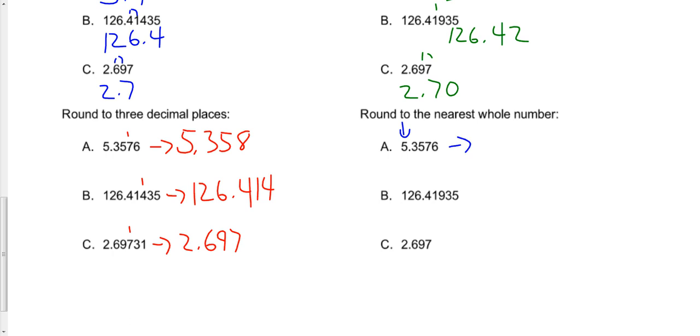So in this case, 5.3576 rounds down to just the nearest 5. 126.4 just rounds off to 126. Okay. Again, we're looking at that whole number. And then in option C here, 2.697 actually will round up because 6 is bigger than 5, and therefore it's going to bump things up. So that actually becomes 3. Okay? And so that's what I want to cover in terms of rounding of decimals.